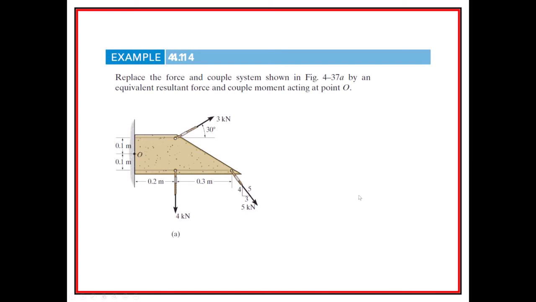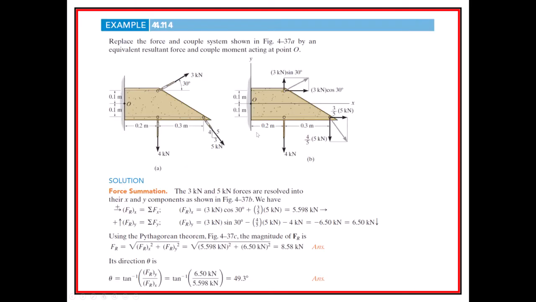And so here are a bunch of forces that are acting on this piece. We want to replace the force and couple system shown by an equivalent resultant force and couple that acts at point O, right? So in this case, they're telling us the location where they want it to go. This is a worked out problem from Hibbeler. It's one of the examples in their book. I think it's example 4.14. I can't tell, the numbers are all screwed up there.